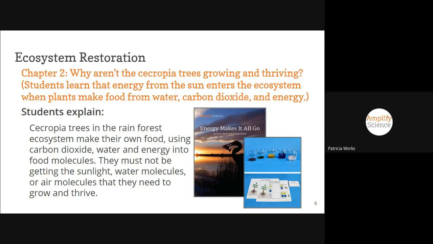They change these food molecules into molecules that build their bodies or release energy. The cecropia trees must not be getting the sunlight, water molecules, or air molecules that they need to grow and thrive.